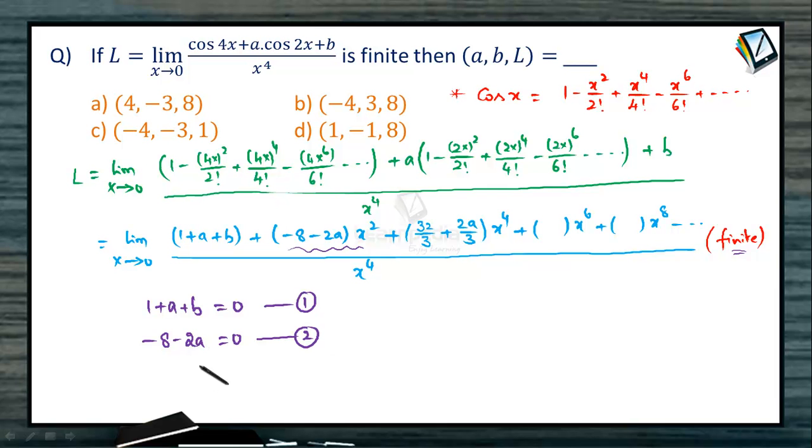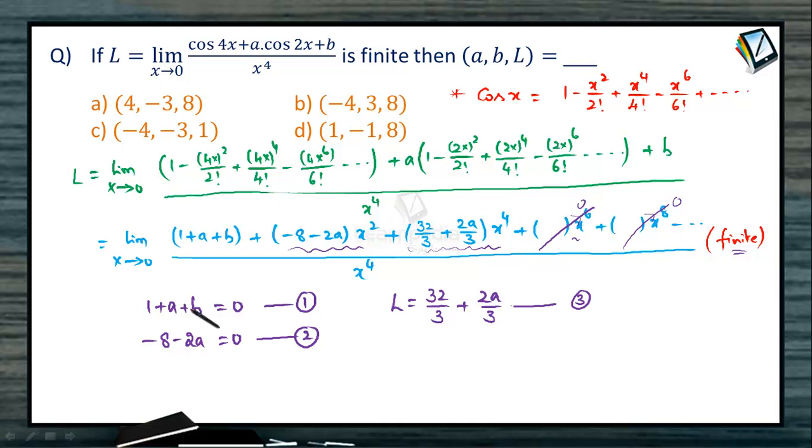Now the most important observation. Once there is no constant term and no x square term, observe the next term. 32 by 3 plus 2a by 3 into x to the power of 4 by x to the power of 4. So this factor would be independent of x, right? And all the other factors would now give x square and higher powers. As x tends to 0, those parts are 0. So what will be left out now? Yes, the value of the limit, which is finite, would be now 32 by 3 plus 2a by 3, right? This is our third equation.